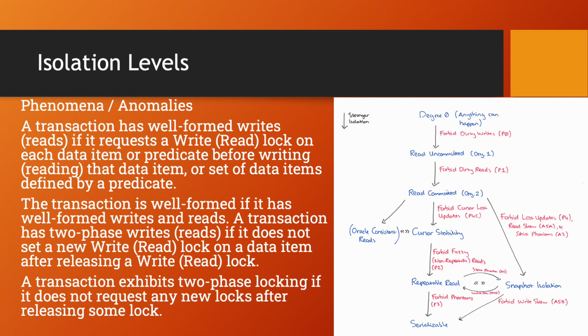So a transaction has well-formed writes and reads if it requests a write or read lock on each data item or predicate before writing or reading that data item, or set of data items defined by the predicate. The transaction is well-formed if it has well-formed writes and reads. A transaction has two-phase writes or reads if it does not set a new read or write lock on a data item after releasing a read or write lock. A transaction exhibits two-phase locking if it does not request any new locks after releasing some lock.